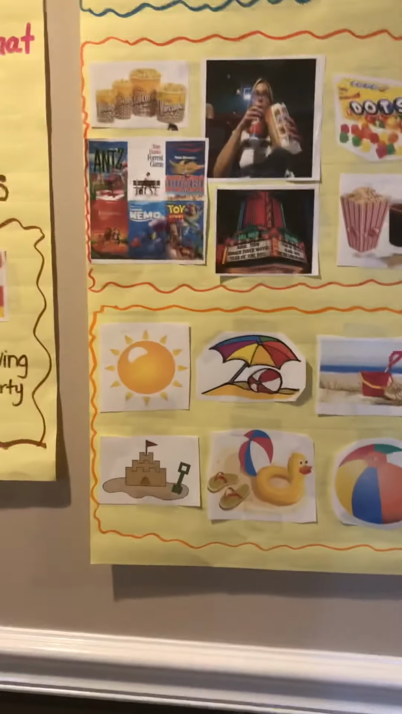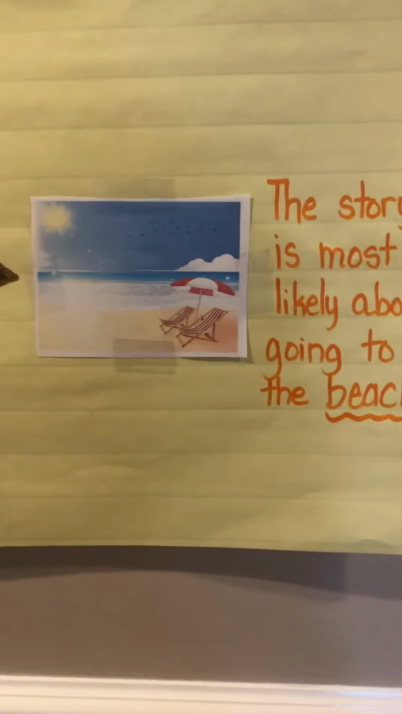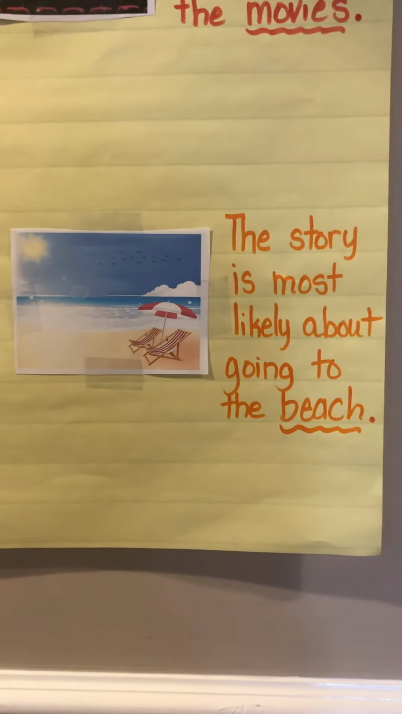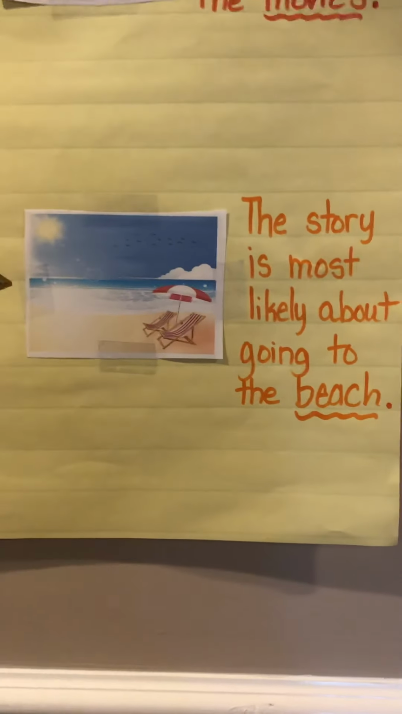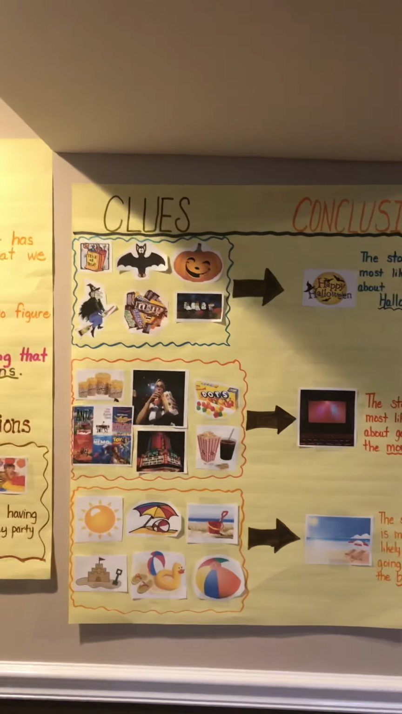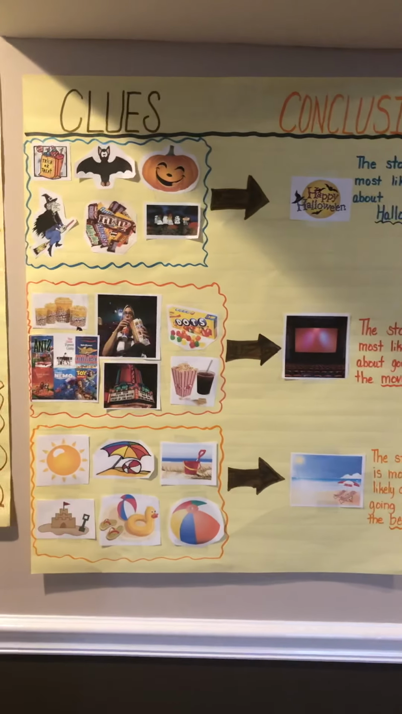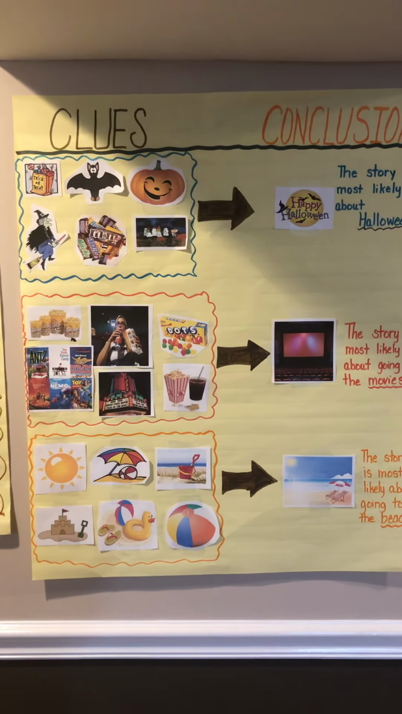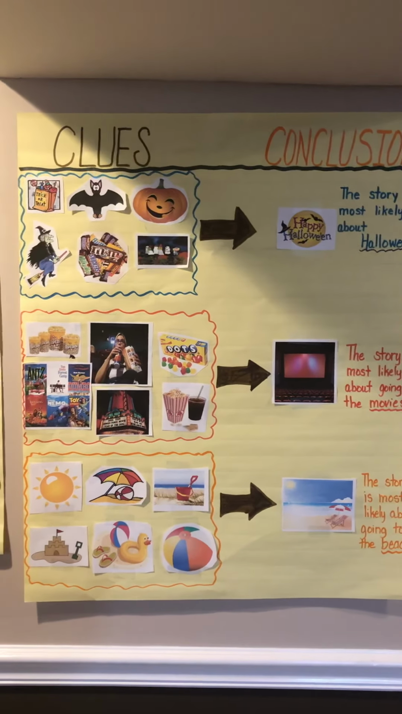All right, let's see if you're right. Ready? Did you say that the story is most likely about going to the beach? You did not. Did you really? Holy cow. You were absolutely correct, you guys. Give yourselves a big hand. Absolutely. You used the clues to draw a conclusion. Yeah, going to the beach. And I have to tell you something right now. I really wish the weather was nicer and we could all be at the beach right now, don't you?